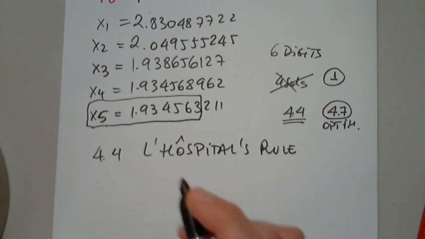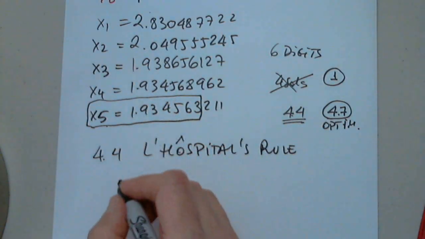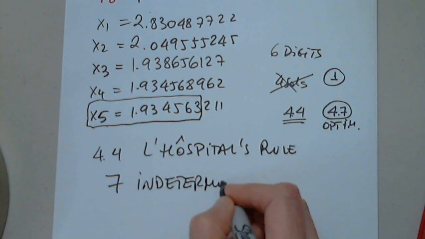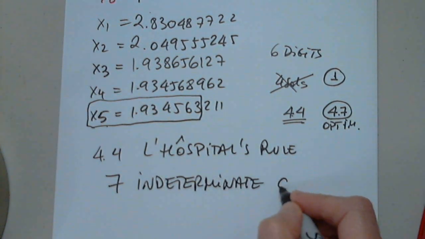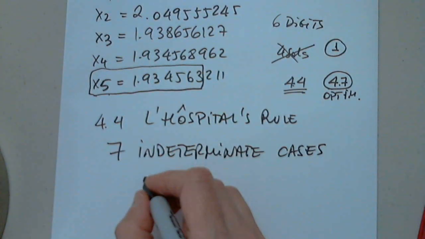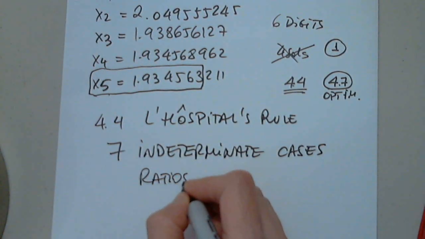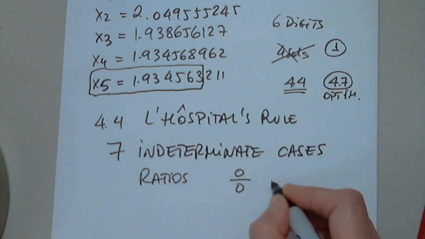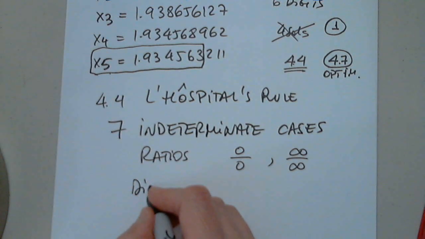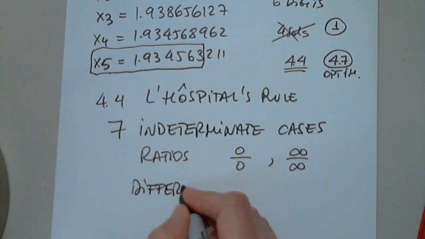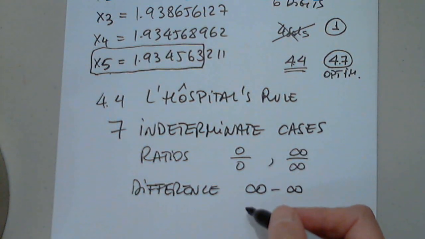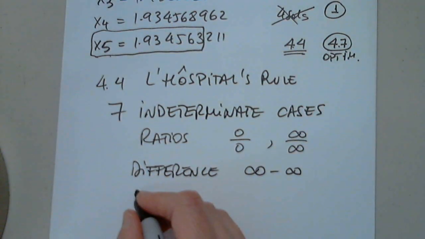We discussed that, but we didn't see them yet. 7 indeterminate cases. So here they are. Ratios: we have 0 over 0 and infinity over infinity. These are the only ones we've seen before. We have one difference. We have one product.